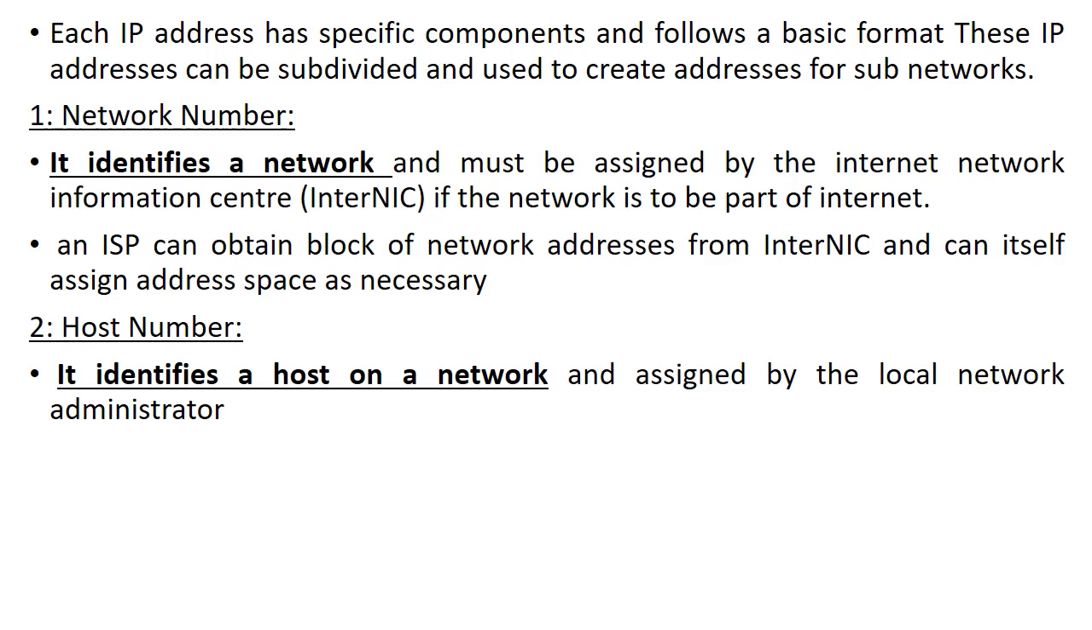A network number identifies a network. It is assigned by the Network Information Center (NIC) if the network is to be part of the internet. An internet service provider can obtain a block of network addresses from the NIC and can itself assign the address space as necessary. The second part is the host number.